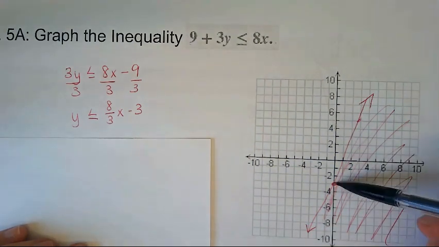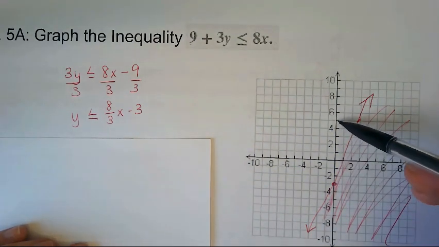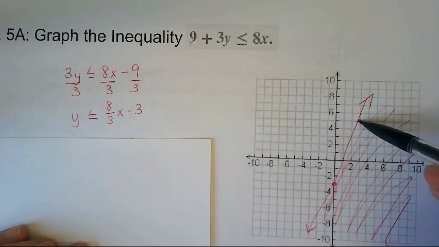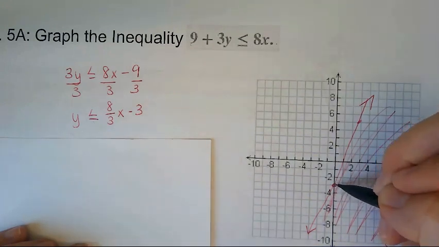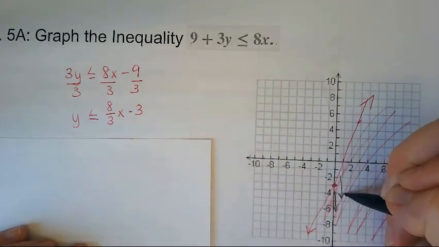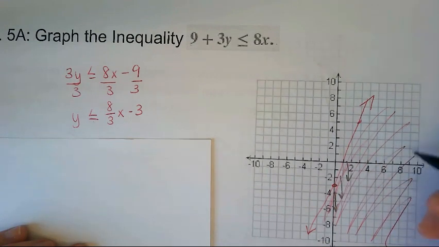So I'm going to start at -3 on the y-axis. I'm going to go up 8 and right 3. This time we get a nice solid line. From that equal sign, since it's a less than, I'm finding my y-intercept and shading everything below, which is why we would shade this side of the line.